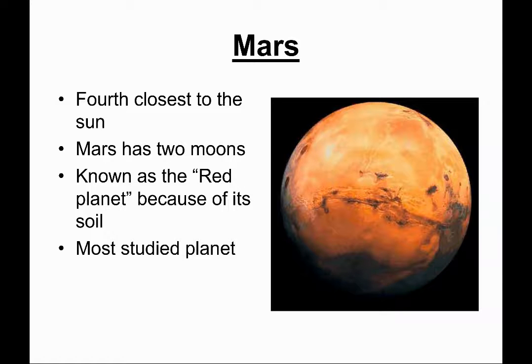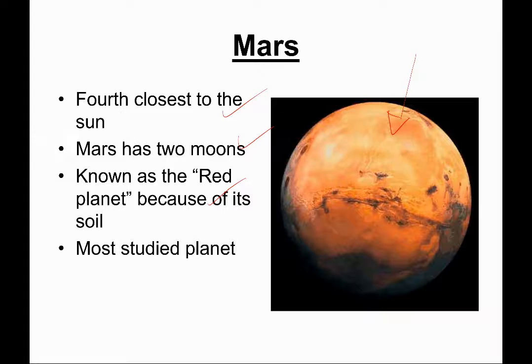The fourth closest is Mars. Mars has 2 moons, and I believe they're called Phobos and Deimos, named after some Greek gods, I believe. It's known as the red planet because its soil is very rich in iron, which gives off a rust color because it's rusty. So it's called the red planet. It looks like this. I believe that I gathered this from an actual picture of Mars.